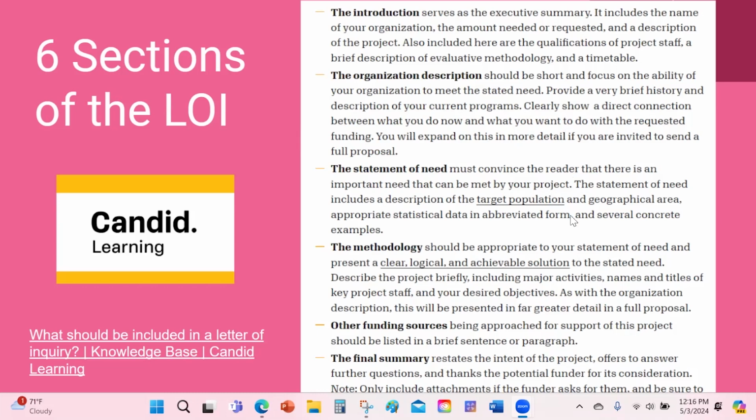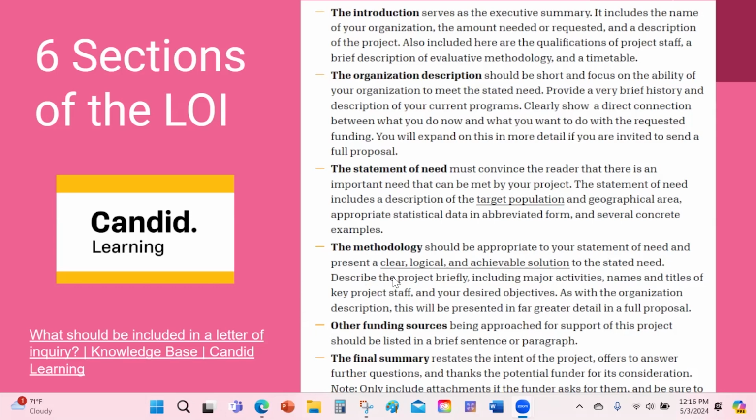Of course, it's going to have a statement of need. You're going to want to, in a sense, convince the reader that your project meets an existing need, right? So you might want to describe your target population, who you're going to serve, where are they, add in appropriate statistical information and data if you can. And you want to have an example of the need too. That's really helpful.